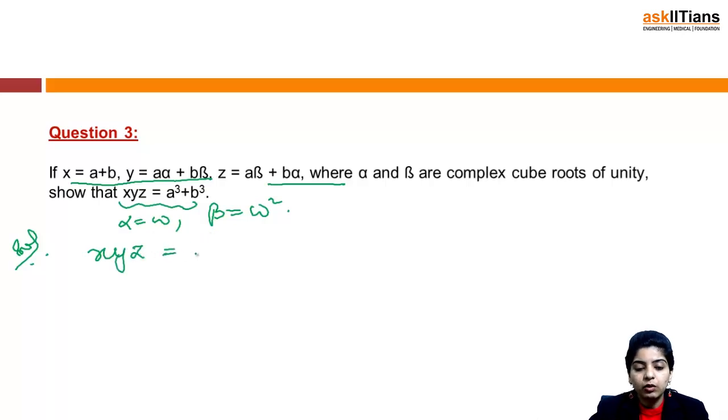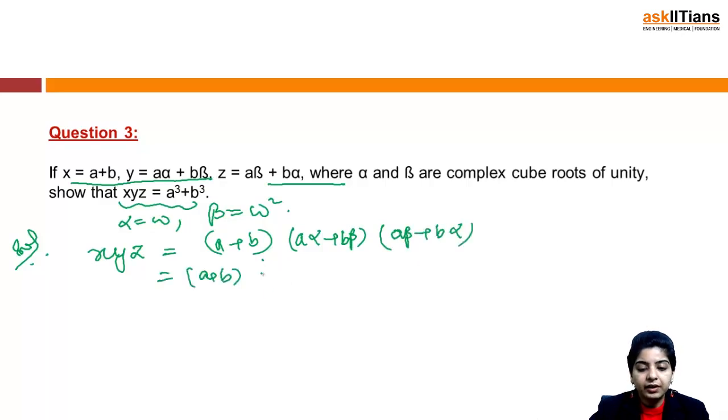So I just begin with the value of xyz. X is a plus b, y is a alpha plus b beta, and z is a beta plus b alpha. So just multiply it and I get a square alpha beta plus ab alpha square plus ab beta square plus b square alpha beta. So we get a plus b into a square alpha beta plus ab alpha square plus ab beta square plus b square alpha beta.